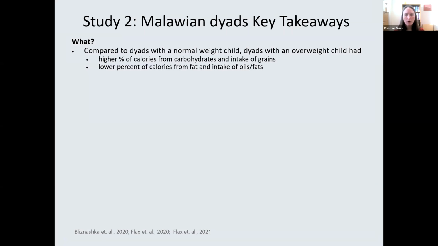They learned that compared to dyads with a normal weight child, dyads with an overweight child had a higher percent of calories from carbohydrate and intake of grains and a lower percent of calories from fat and intake of oils, among other outcomes. From their results, it tells us a little bit about the dietary intake patterns, but it tells us nothing about eating habits or drivers of choice.